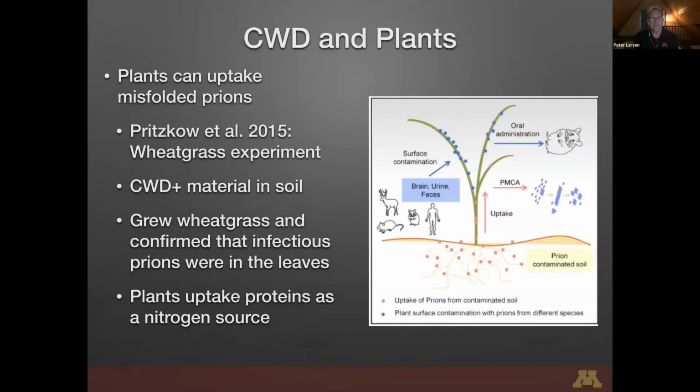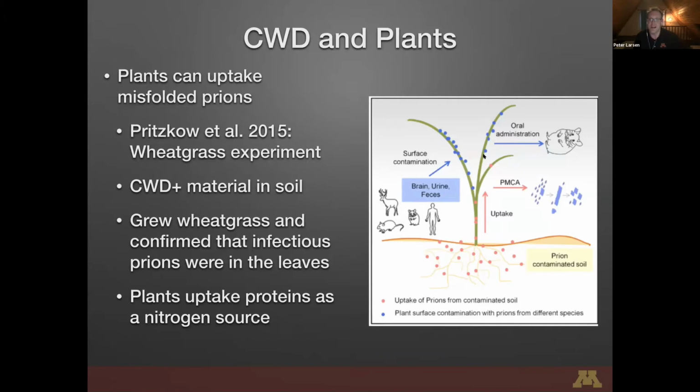So this figure, this paper caused a lot of buzz in the CWD research field. What this paper by Pritzko et al. in 2015 showed was the potential for plants to bring up prions through their roots and deposit them on their leaves, and that those CWD prions deposited in the leaves could be infectious. So we'll sort of walk through this.